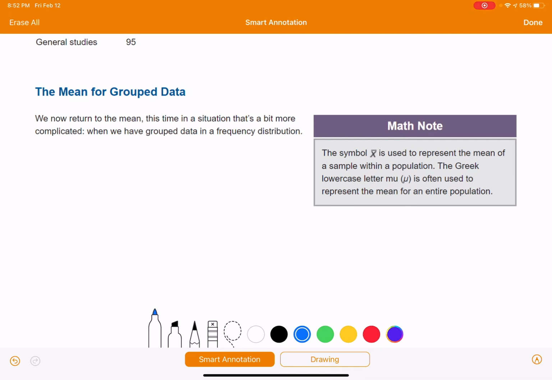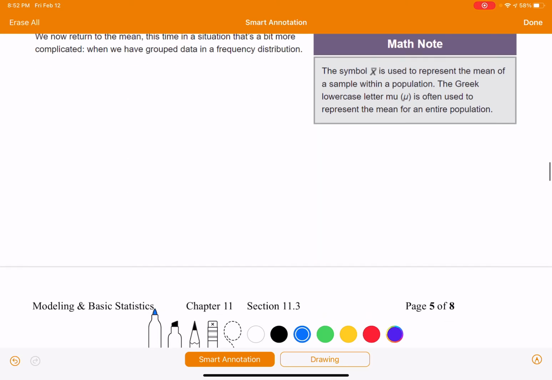All right, the mean of grouped data. So we now return to the mean, this time in a situation that's a bit more complicated, when we have grouped data in a frequency distribution.